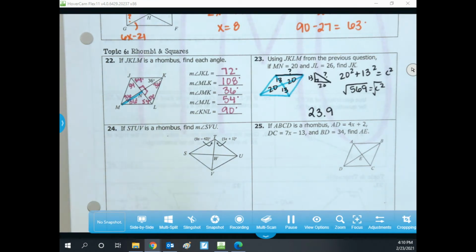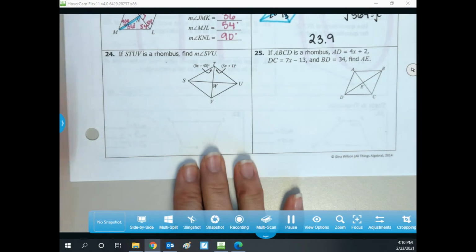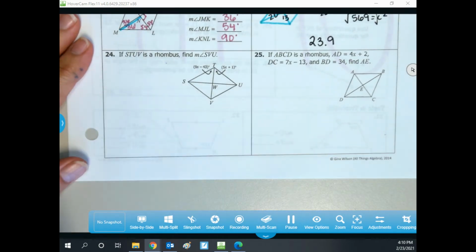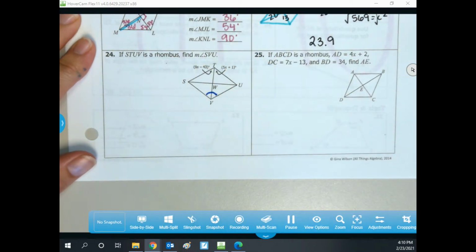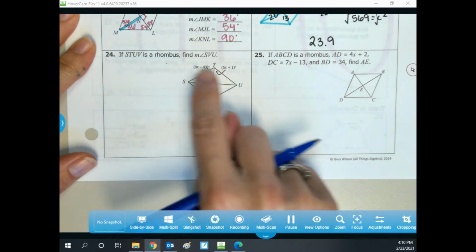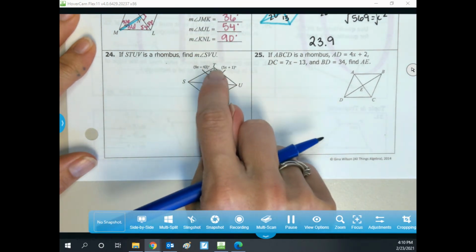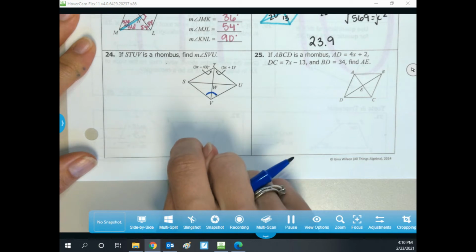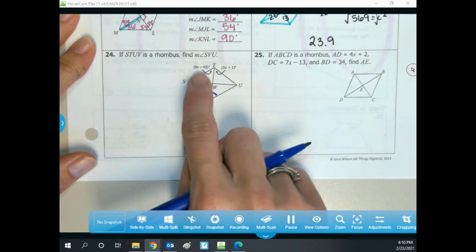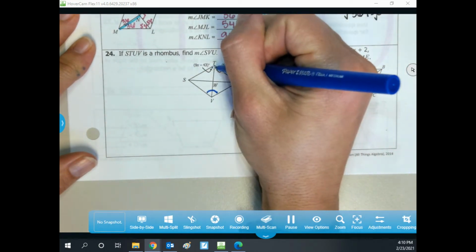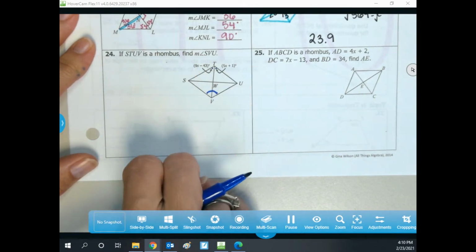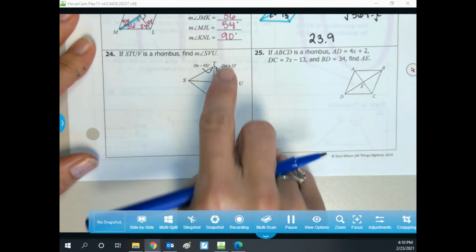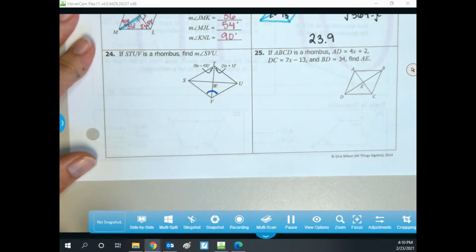All right, 24 and 25. On number 24, it says find the measure of SVU. SVU is this entire angle down here, which is equal to this entire angle up here. So if we know what this entire angle is, we'll be able to know what this one is. Well, we know that those two are equal to each other because they're bisected angles. So set those equal, solve for x, plug back in, and tell me what angle SVU is.